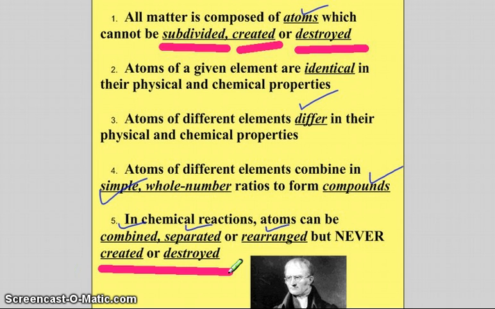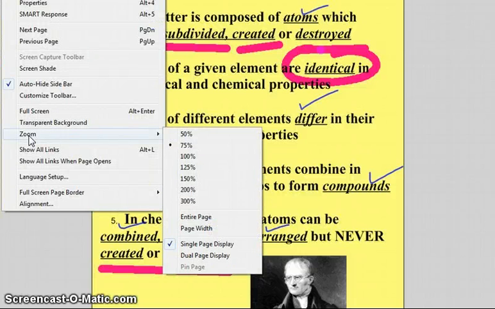The last part is that word identical. And as we'll see on Monday and with our lab on Tuesday, not every atom of an element is exactly the same. Not every oxygen atom on our planet is identical. There's that lovely word called isotopes that we will explore further that explains how they're not completely identical. But that's a great theory.